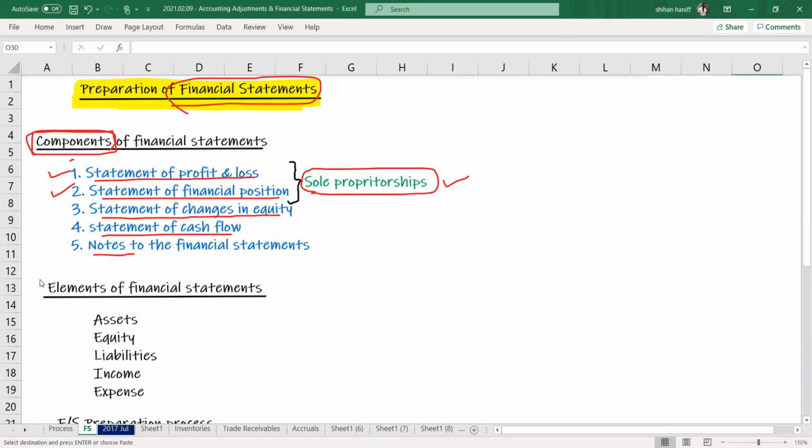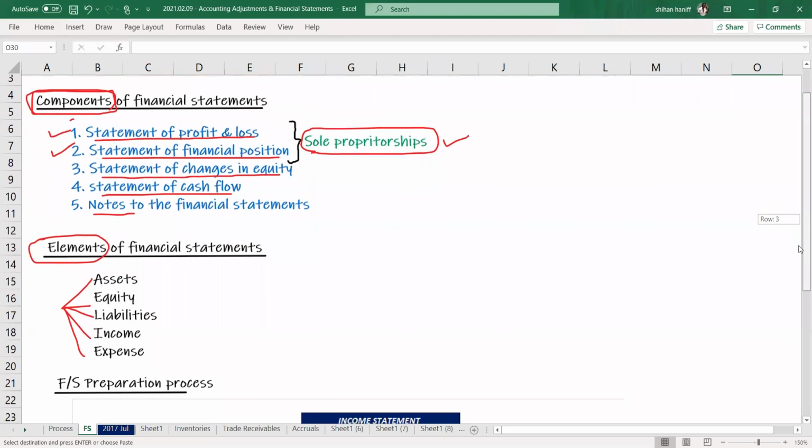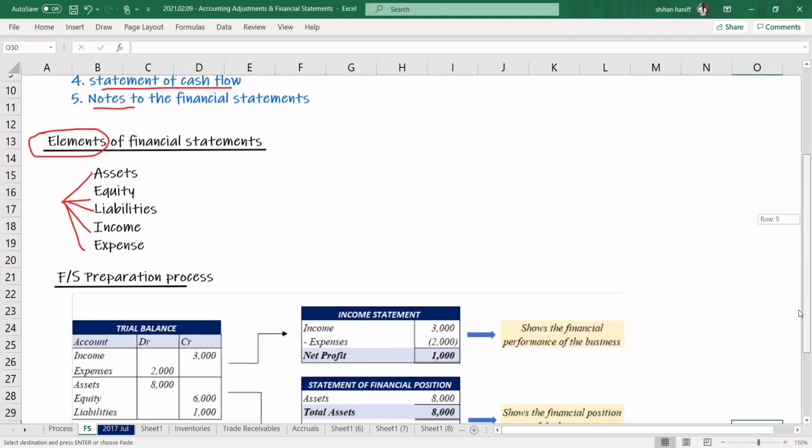Then the elements; there can be MCQ questions on components and elements of financial statements. We have 5 elements: assets, equity, liabilities, income, and expenses. We use the elements of financial statements to prepare the components. Okay? So this is the process.